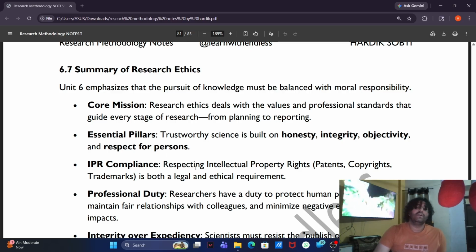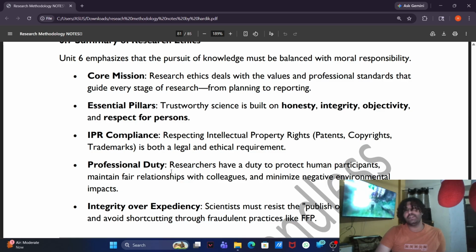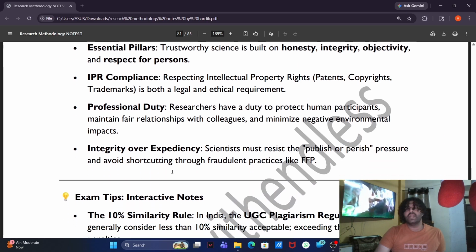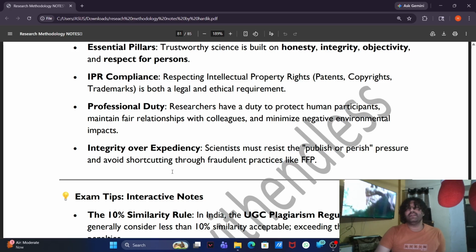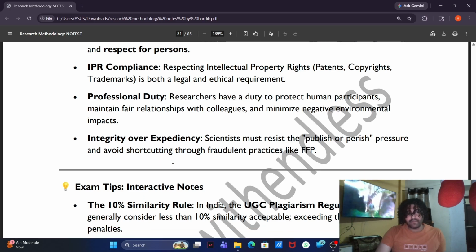IPR compliance: respecting intellectual property rights, patents, copyrights, and trademarks, is both a legal and ethical requirement. Professional duty: researchers have a duty to protect human participants, maintain fair relations with colleagues, and minimize negative environmental impact. Integrity over expediency: scientists must resist the publish-or-perish pressure and avoid shortcuts through fraudulent practices like FFP.